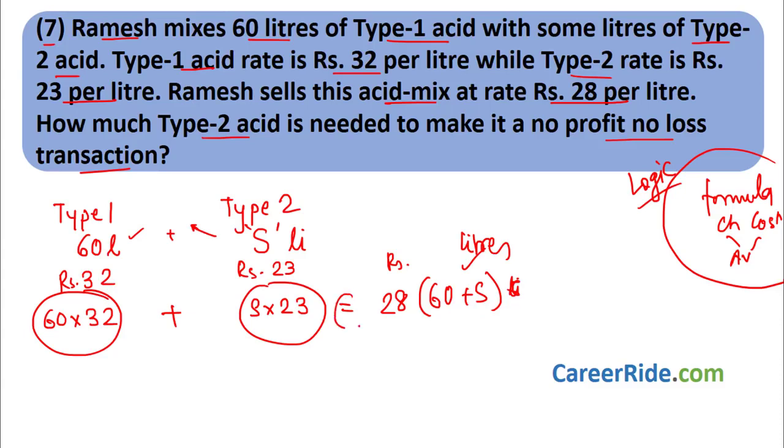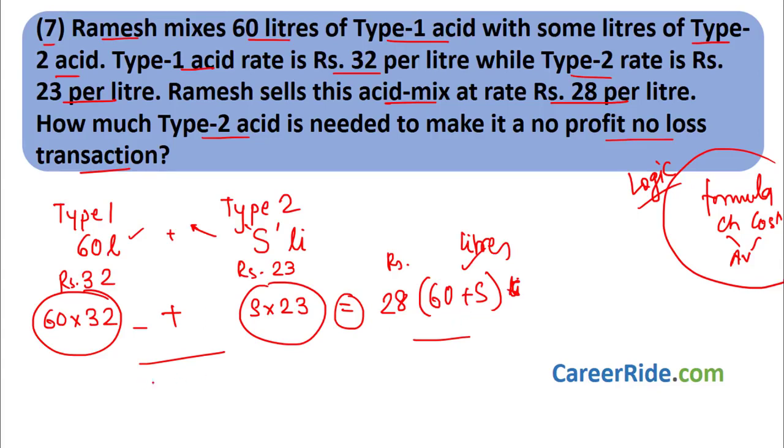Now why do we put an equal to sign? Because they have said that he should have no profit and no loss. That means whatever is his cost price, whatever he spends, would be same as whatever he earns, right? So he is spending this much money to get these acids and mixing them, and he is earning this much money, which both are equal.